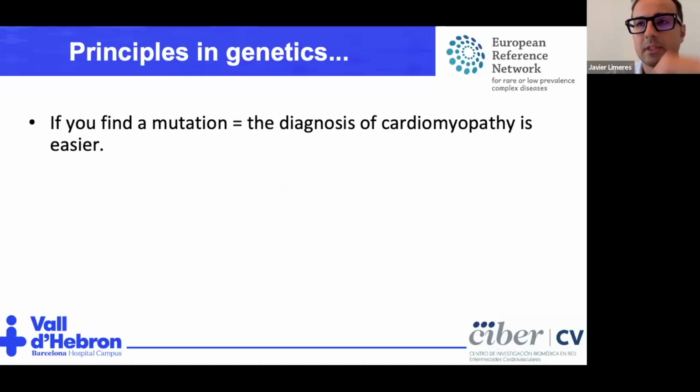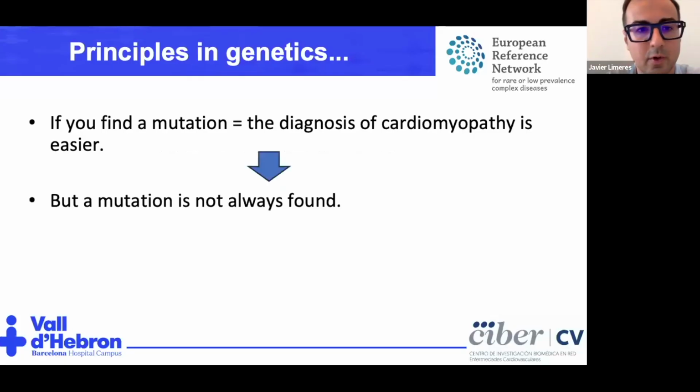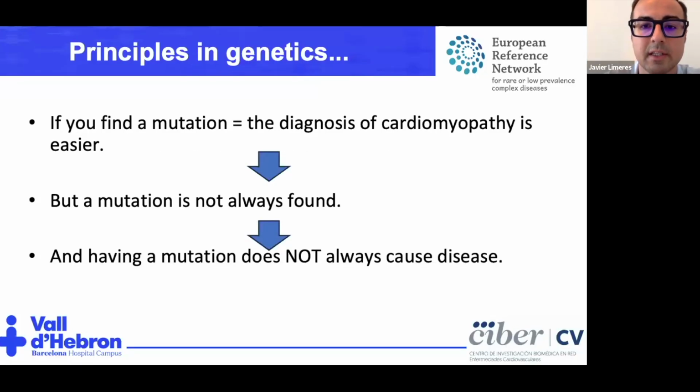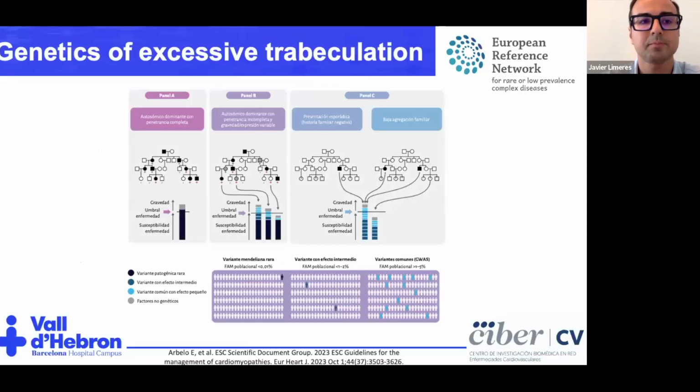So sometimes, in these cases, if you find a mutation or a variant, it's easier to conclude that the patient has a problem than if you don't find anything when you analyze the DNA of this patient. No? In different cases, we are talking about the percentage of cases where we can find a mutation and so on. And having a mutation is not always the cause of the disease.